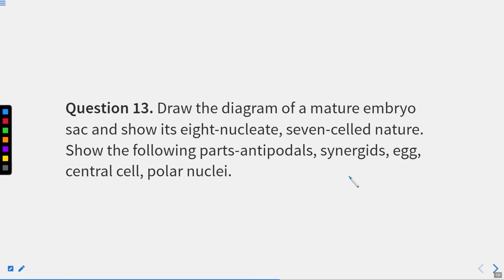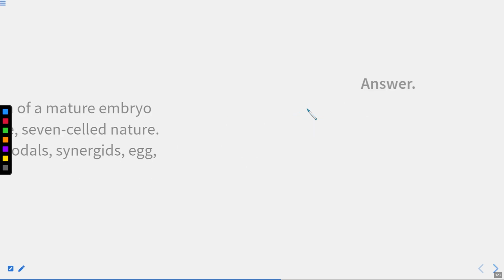Now let's talk about question number 13. Here you have to draw the diagram of a mature embryo sac and show that it is 8-nucleated and 7-celled in nature. Show the following parts: the antipodals, the synergids, egg cell, central cell, and the polar nuclei. Here they're talking about the mature embryo sac. This you have to remember. This is easy, we have already discussed it so many times.